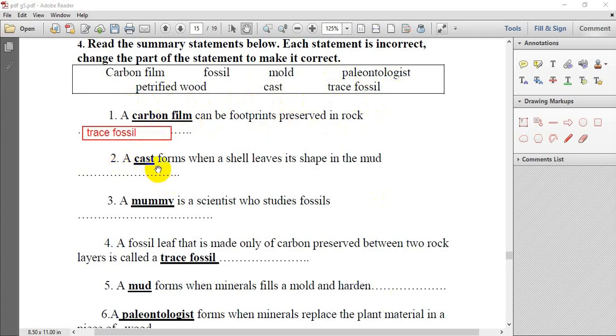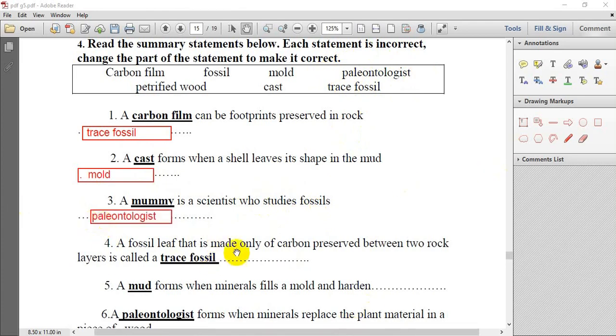2. A cast forms when a shell leaves its shape in the mud. The cast forms when the shell leaves its shape in the mud. No, it's mold. Question 3. A mummy is a scientist who studies fossils. The scientist who studies fossils, we call him, yes, paleontologist.